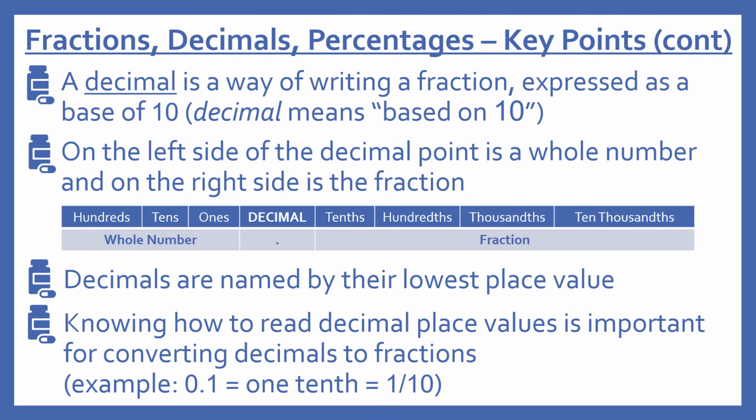So a decimal is a way of writing a fraction expressed as a base of 10. Remember, decimal actually means based on 10. On the left side of the decimal point is a whole number, and on the right side is the fraction. Decimals are named by their lowest place value. Remember, going from the decimal point to the right, we have tenths, hundredths, thousandths, ten-thousandths. Knowing how to read decimal place value is important for converting decimals to fractions. For example, 0.1 is 1/10, and that's what it equals as a fraction.